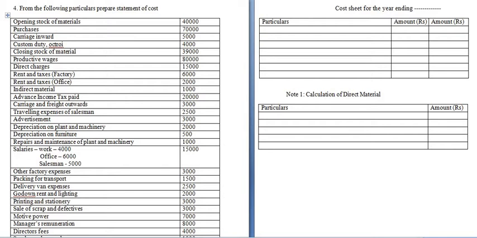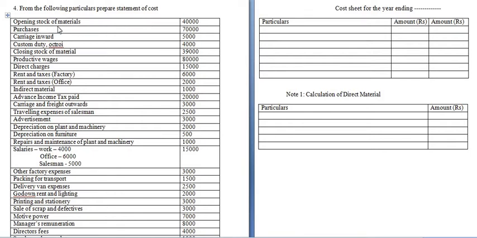In today's class, we will be solving a 15 marks problem on cost sheet. Okay, so this is the problem. This is the fourth problem. I'll read out the problem first. From the following particulars, prepare a statement of cost.